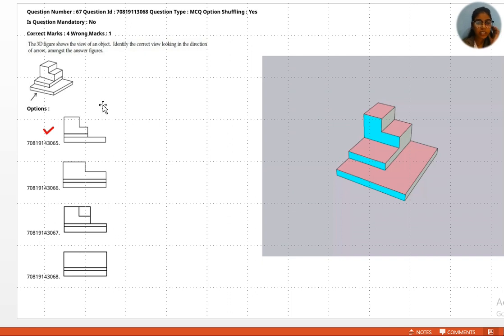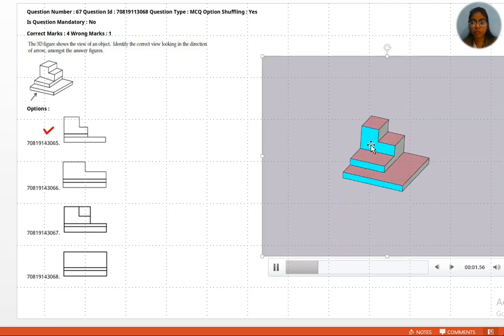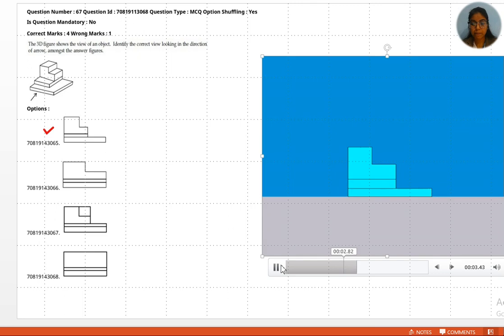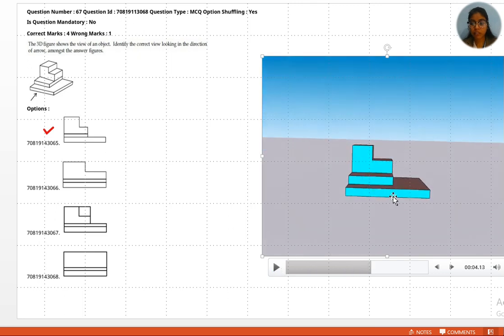So next question. Again, a 3D view has been given to you and you have to look in the direction of the arrow. Fine. The first and foremost thing is how many surfaces you will get to see. This one layer you will see, this second layer you will see, and this third layer you will see. I'm talking about this blue part, sky blue part. Fine. Only these three levels you will see in the elevation.